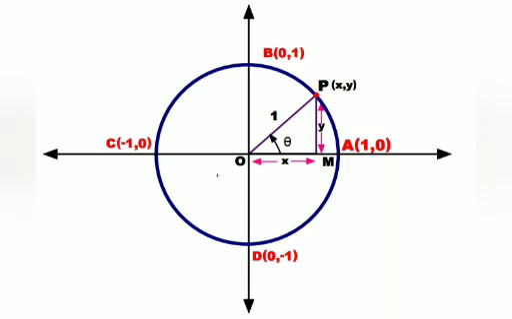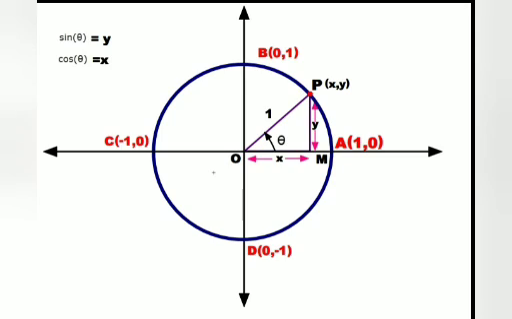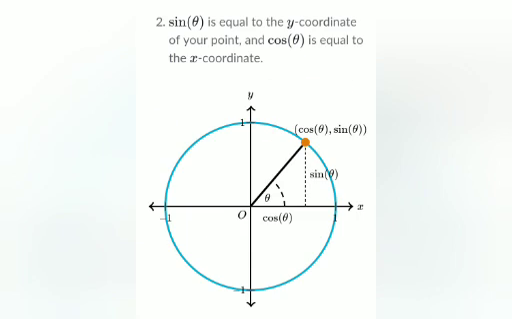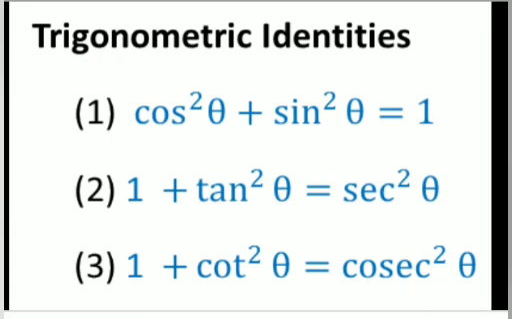sin theta is equal to perpendicular divided by hypotenuse, that is y divided by 1, and that is equal to y. And cos theta is equal to base divided by hypotenuse, that is x divided by 1, and that is equal to x. Thus we get sin theta is equal to y and cos theta is equal to x. Or we can say sin theta is equal to the y coordinate of the point and cos theta is equal to the x coordinate. Okay, now we use this unit circle to prove these trigonometric identities.